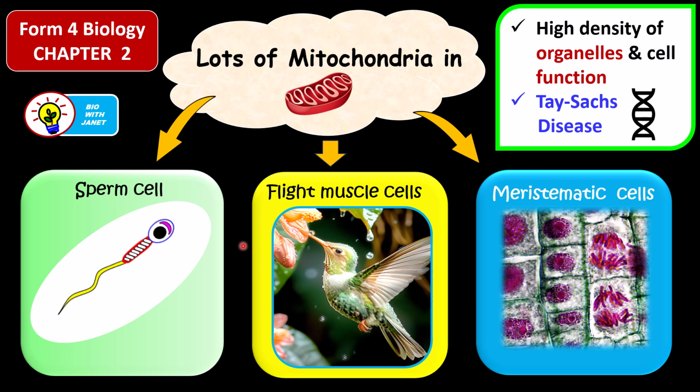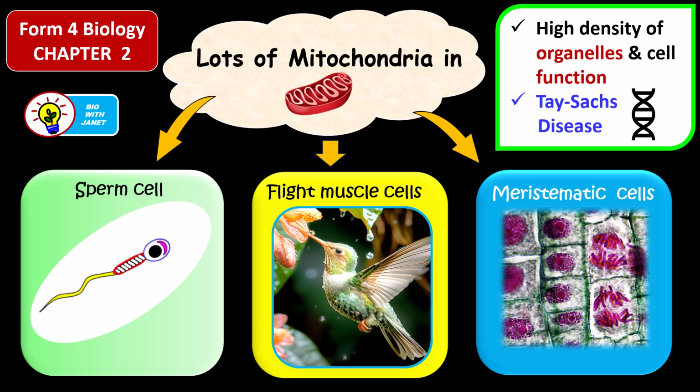Teacher Janet here. In this video, we're going to discuss Form 4 Biology, section 2.3, subtopic 2.3 in chapter 2 of the biology syllabus. So we're going to discuss the high density of organelles and relate it to the cell function. Different cells have different functions, and each type of cell is well adapted to carry out its function. That means it's well suited to carry out its function. How? By having certain organelles in abundance related to its function.